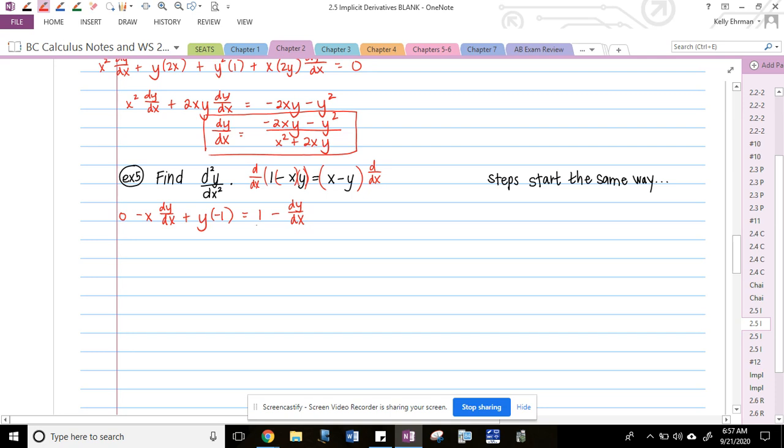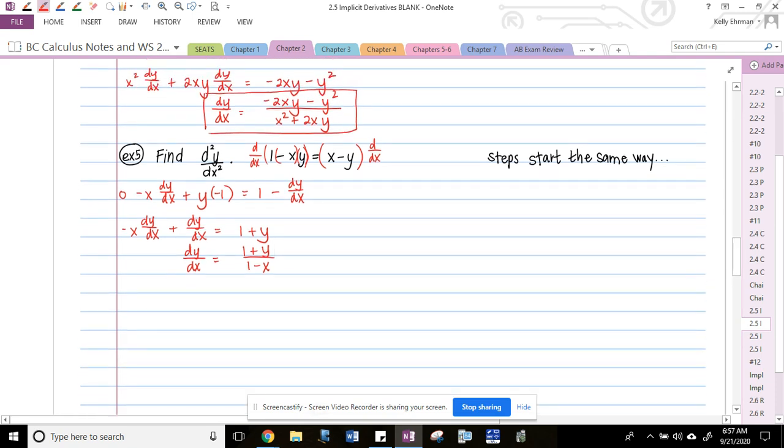We still need to solve for dy dx. So let's see. It'd be plus dy dx equals 1, and then this is negative y, so plus y on this side. So dy dx is going to equal 1 plus y, and then when you factor it out of the side, negative x plus 1, or 1 minus x. This is the first derivative.